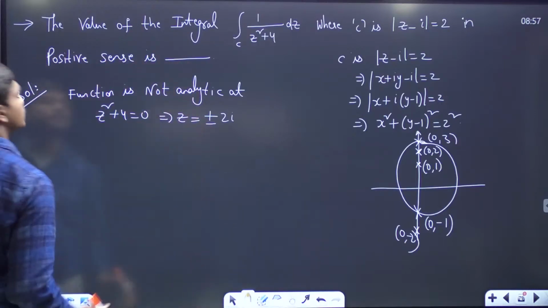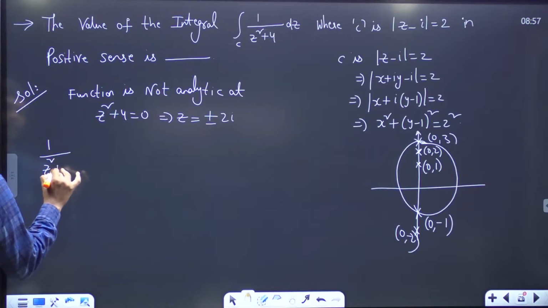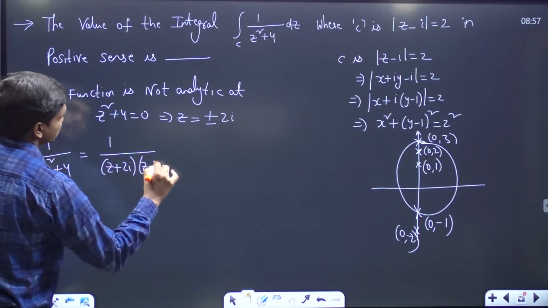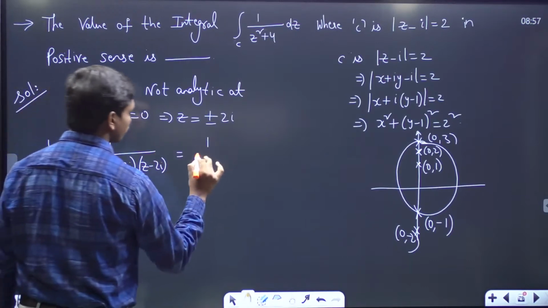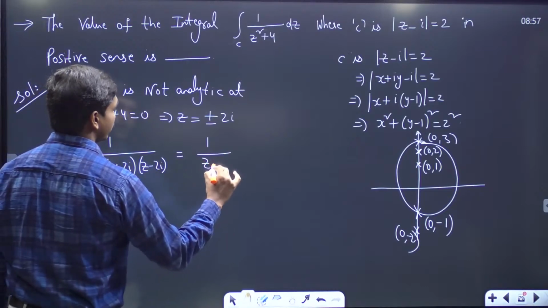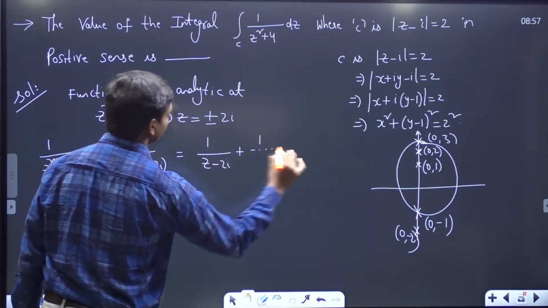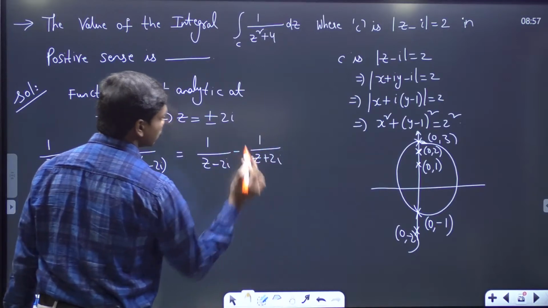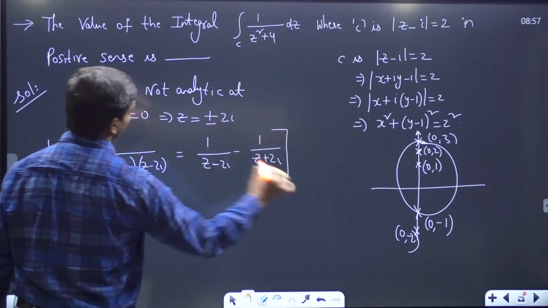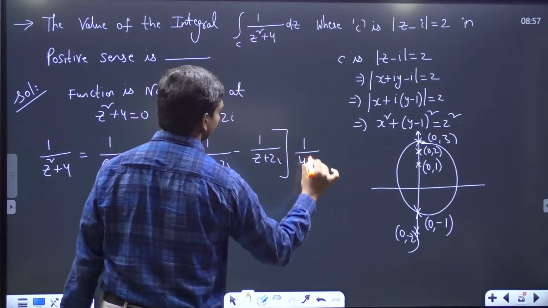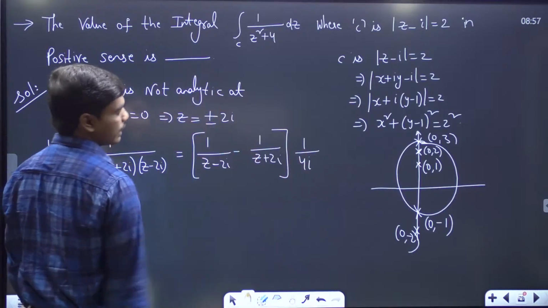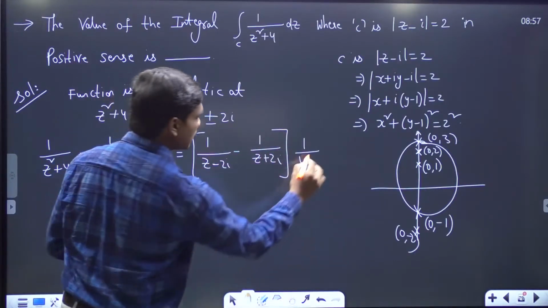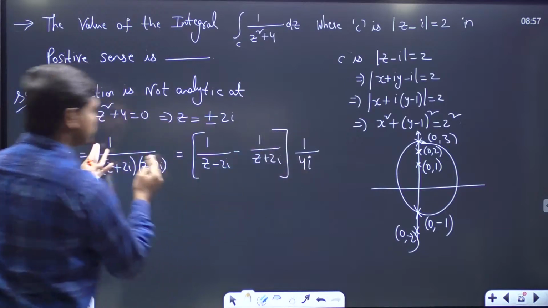So if you split this into partial fractions, 1 by z square plus 4 is equal to 1 by z plus 2i into z minus 2i. So if you see the case, 1 by z minus 2i plus 1 by z plus 2i. Okay, let us replace with a minus sign because we need to cancel this z in the numerator. So z plus 2i minus this, into 1 by 4i, because if you simplify this, you will be getting 4i excess in the numerator. That 4i I am compensating by dividing here. Then this expression is same as this.